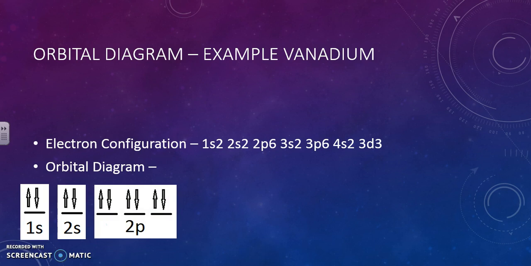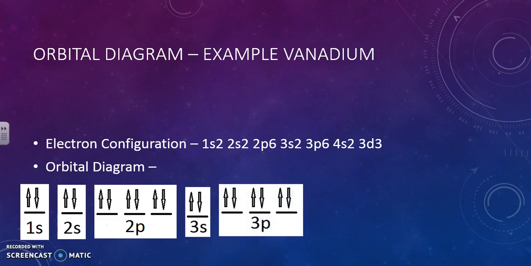3s2, 1 horizontal line, 2 electrons, one up, one down. 3p6, it's going to be a repeat of 2p, just labeled as 3p. 4s2, we've seen this again. So here's your 4s2. Now let's take a look at how we handle this 3d3.